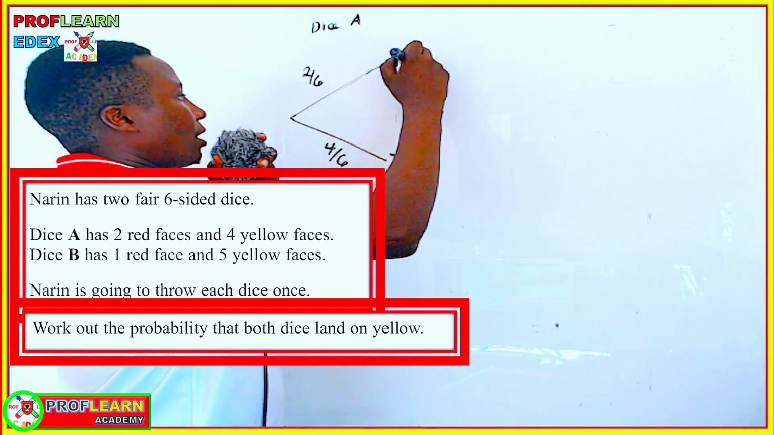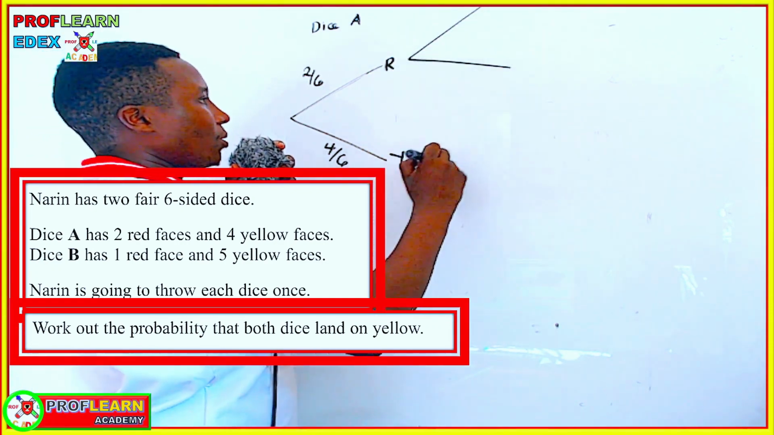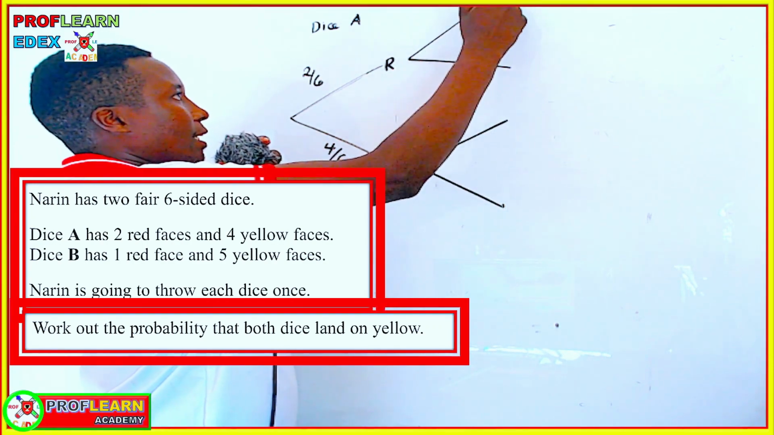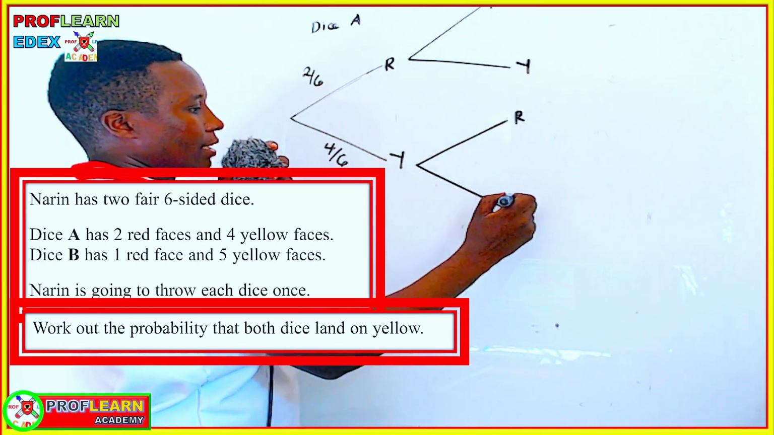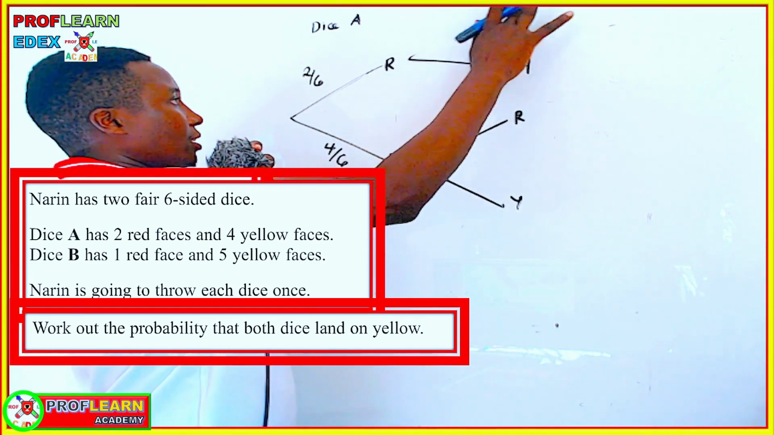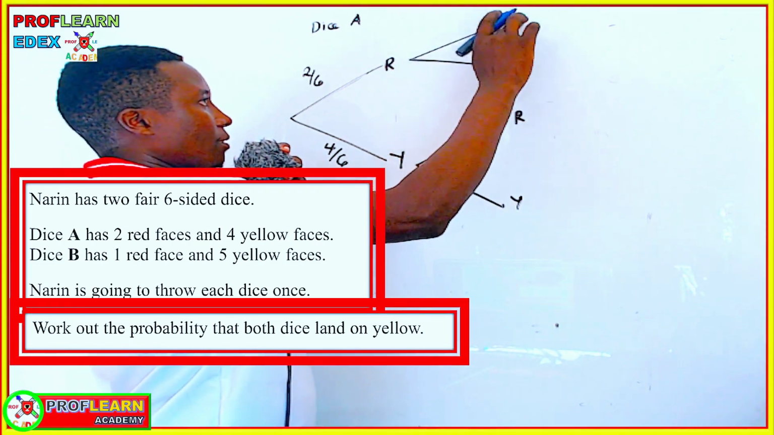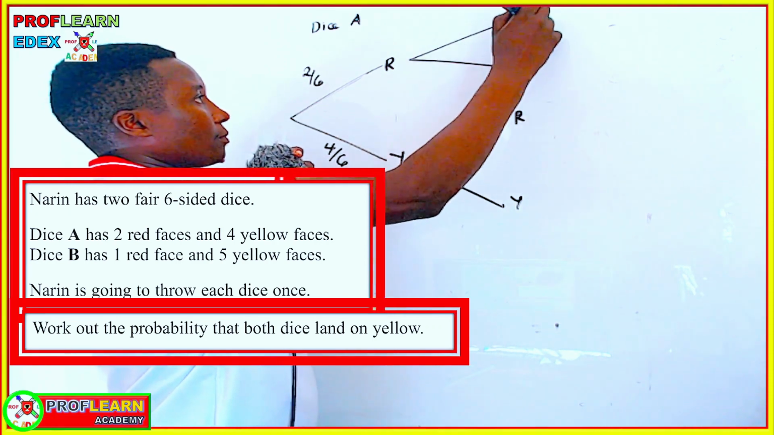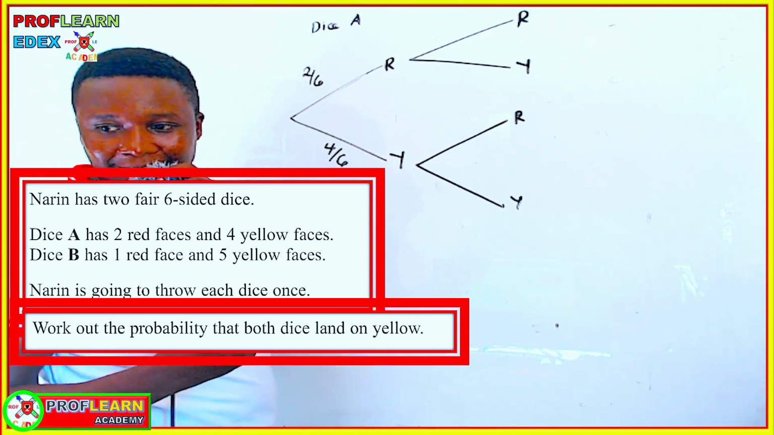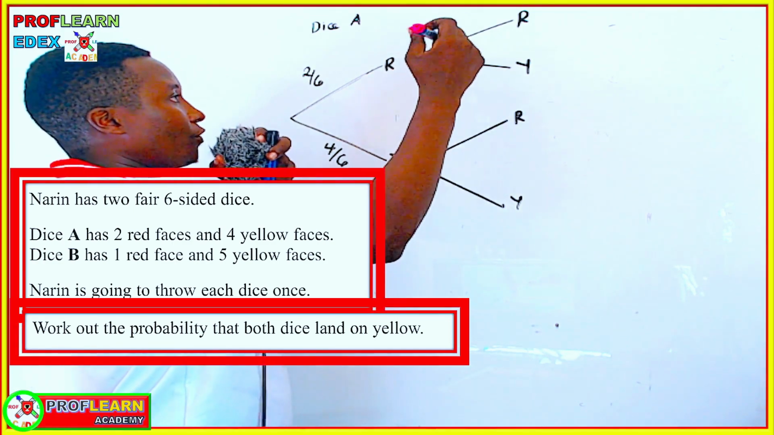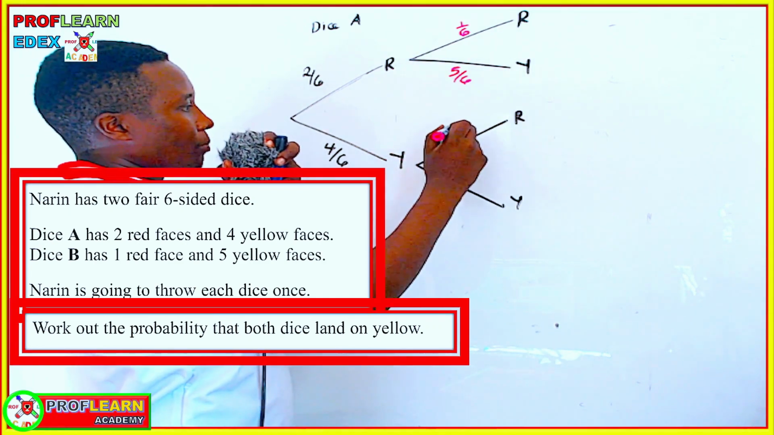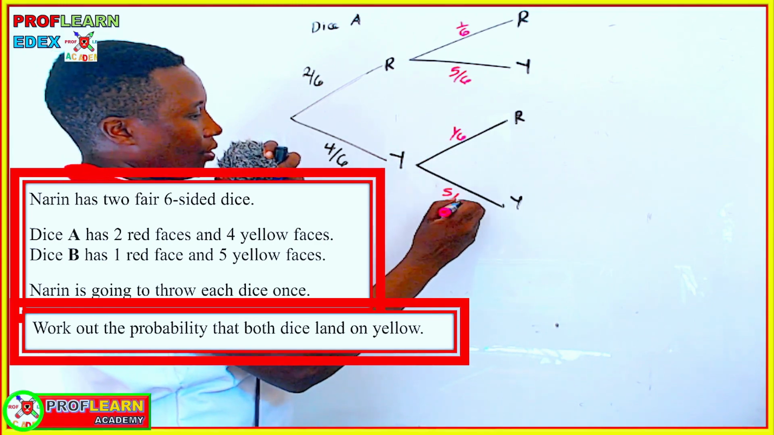And then we are now going to move to the second dice. So for the second row, this is for dice B, red and yellow, then red and yellow at that given point. Which means we can fill in for B, and for B we are told that it has 1 red face, so the probability of being red is 1/6, and this one will be 5/6, this will be 1/6, and this is 5/6.